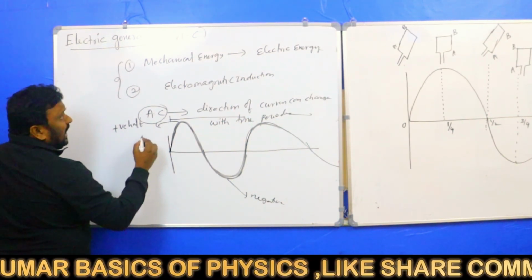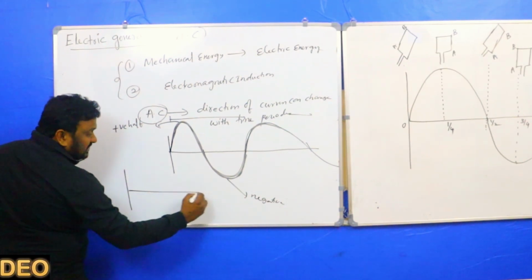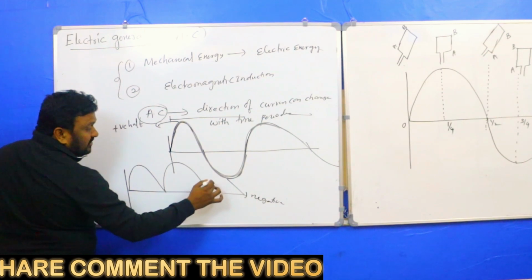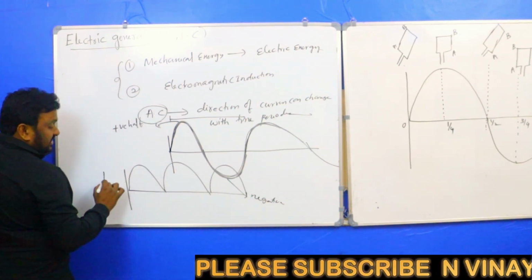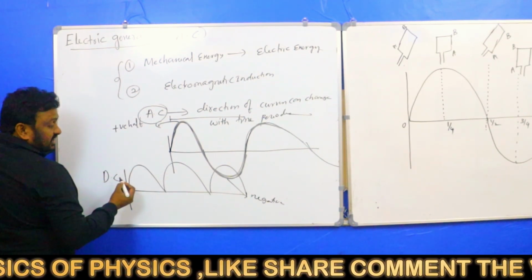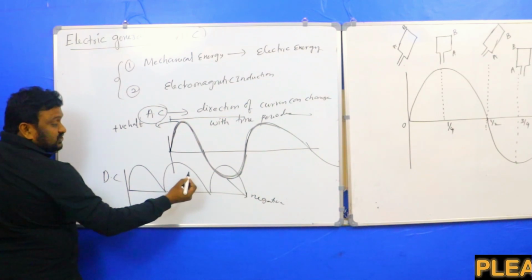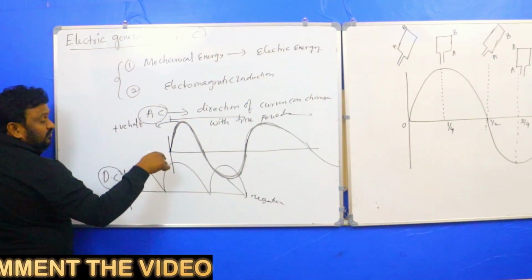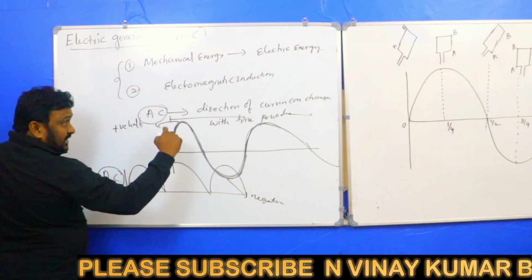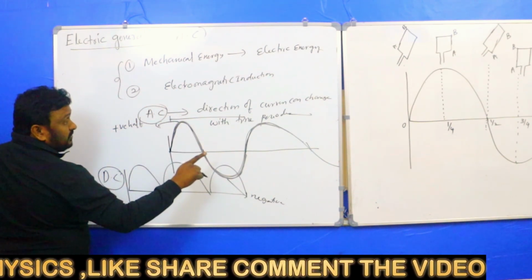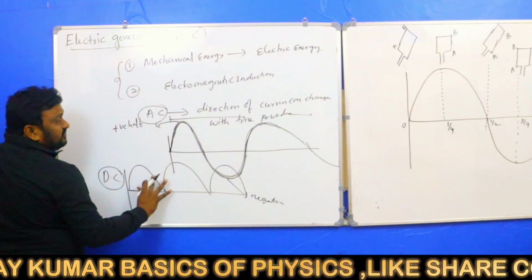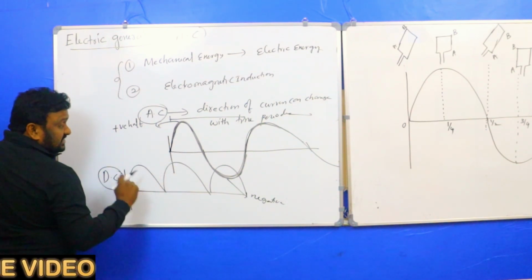And if you have only positive cycles like this, then it is direct current. This is the direct current. There is no change in the direction of current with respect to time, so that current is said to be direct current. If there is any change in the current with respect to time, then it is called AC current. So this is the difference between AC current and DC current.